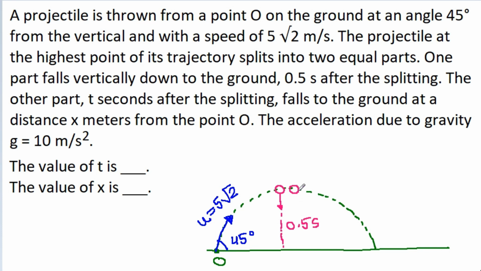So the other part falls in t second and at a distance x meter from point O. The acceleration due to gravity g is 10 meter per second square, and we have to find the value of t and x.